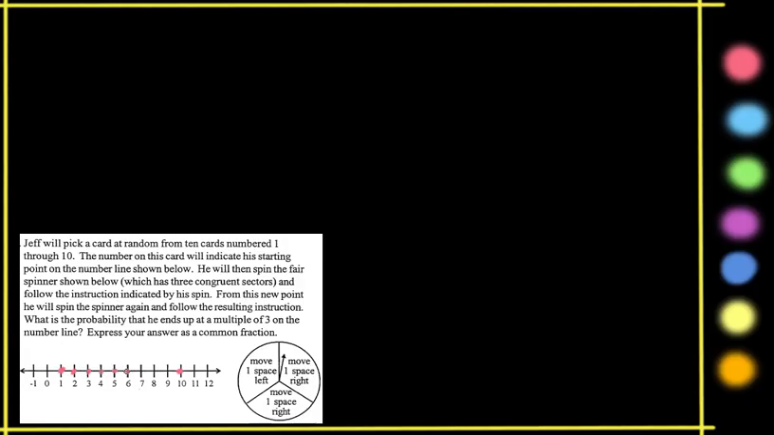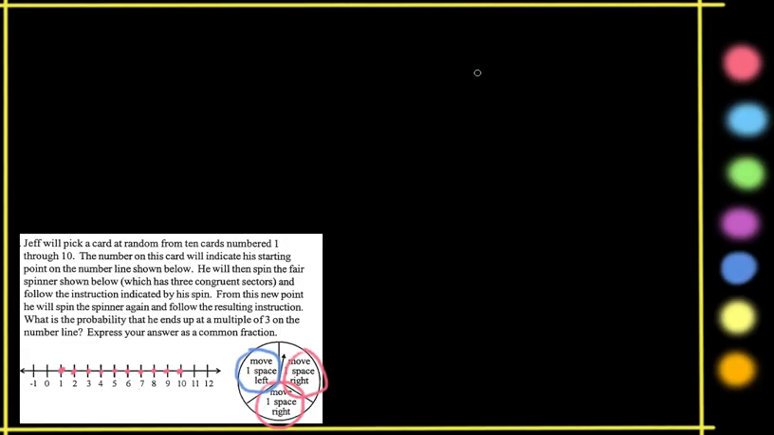And then he's going to spin the spinner, and the spinner is either going to say to go right or to go left. In fact, 2/3 of the time it's going to say to go right. So this one and this one both say right, and then this other one says to go left. So 2/3 of a chance is he's going to go right, and 1/3 of the chance is he's going to go left. And the question is, after he does that 2 times, what's the probability that he ends up at a multiple of 3?